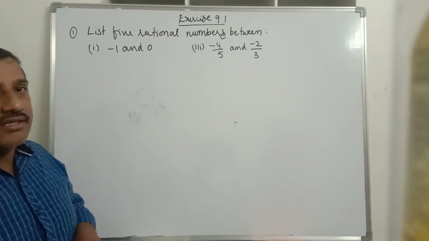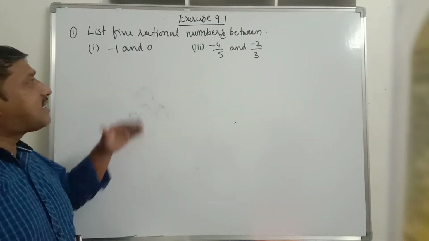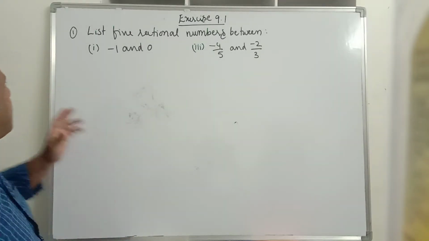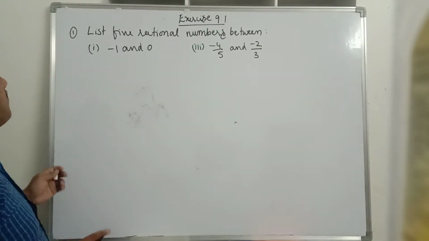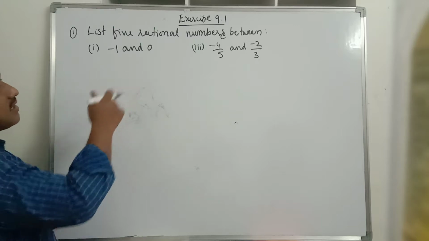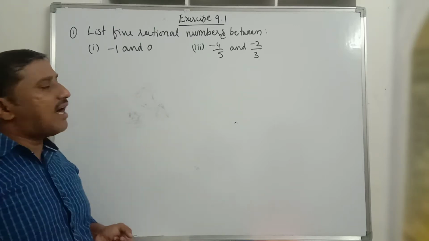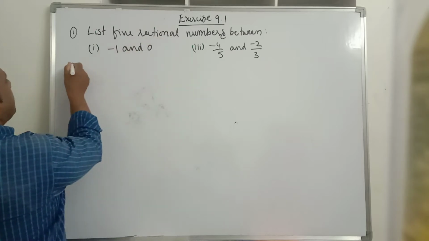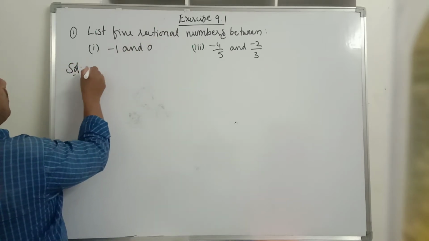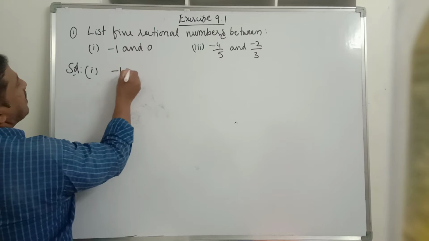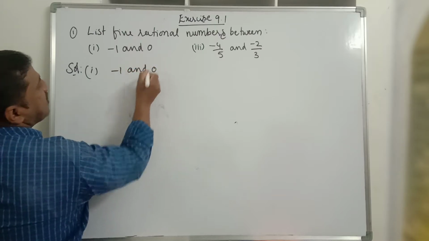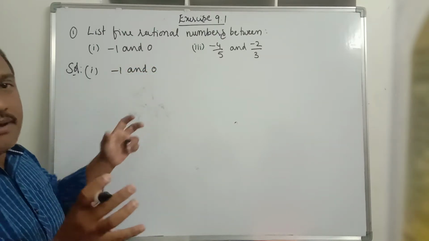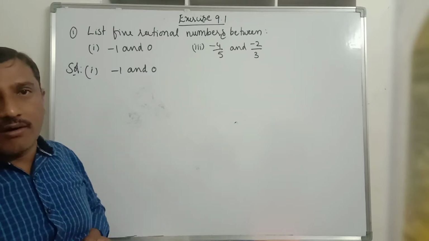How it is, we will discuss through this problem. List 5 rational numbers between -1 and 0. The third question is -4 by 5 and -2 by 3. How many rational numbers? 5 rational numbers. See, the first question: the given rational numbers are -1 and 0. First, express the given rational numbers in the standard form, or the p by q form.